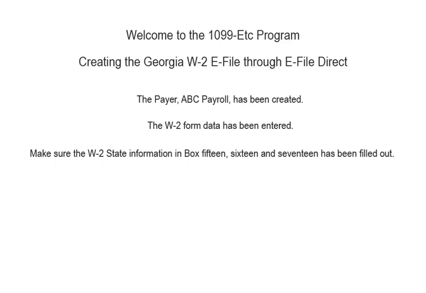This tutorial covers creating the Georgia W-2 e-file through e-file direct. Once the file is created, it is the user's responsibility to upload the file to Georgia. To begin, the pair, ABC payroll, has been created. The W-2 form data has been entered. Make sure the W-2 state information in box 15, 16 and 17 has been filled out as needed.